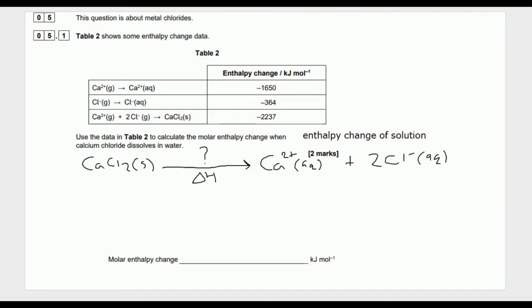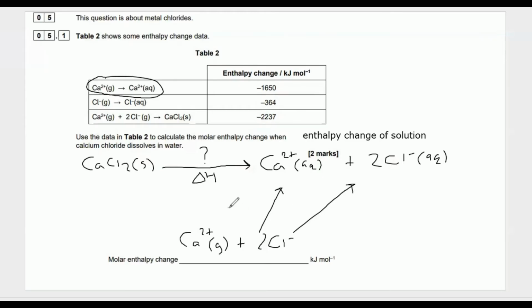So what have we been given? Well, we've been given calcium gaseous to calcium aqueous, which is the hydration of calcium, and we've been told that's minus 1650. We've also been given chloride gaseous to chloride aqueous, and we've been told that's minus 364. I'm circling these here. So we can write these out and put those numbers in. You just follow the arrows as they are in the table, so you create the arrows like they are in the table once you've set out your equation at the top.